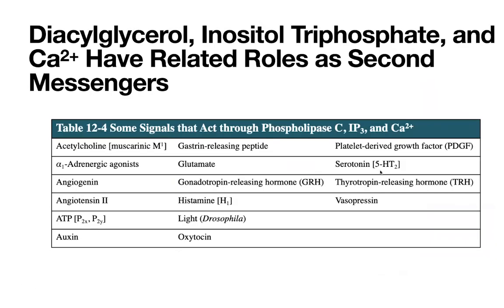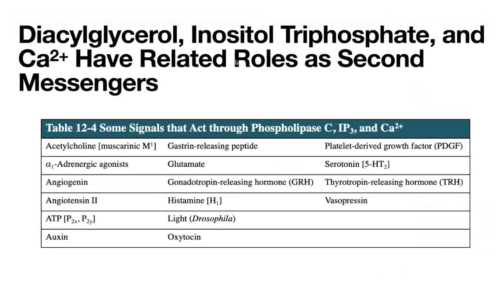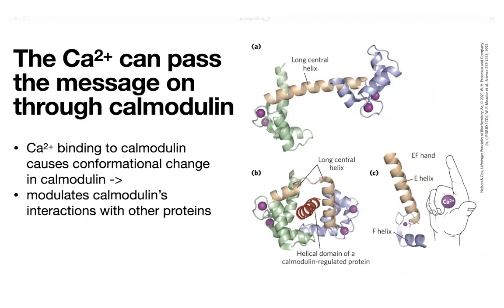So basically, diacylglycerol, inositol triphosphate, and calcium have related roles as secondary messengers. And there's a lot of different pathways that are going to act through them. Not only do we have adrenergic receptors that are going to respond, but we can also have a bunch of other signaling pathways: angiotensin, oxytocin, vasopressin, serotonin, all sorts of different pathways that are going to act through this as a second messenger.